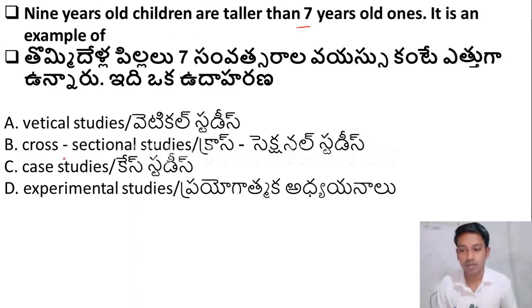Option B, cross-sectional studies. Option C, case studies. Option D, experimental studies. The right answer is, okay friends, sorry, here the right answer is option B, cross-sectional studies, not C.